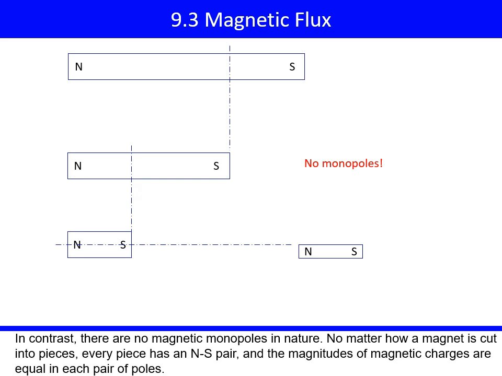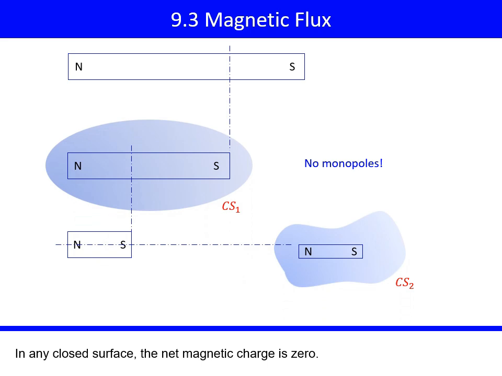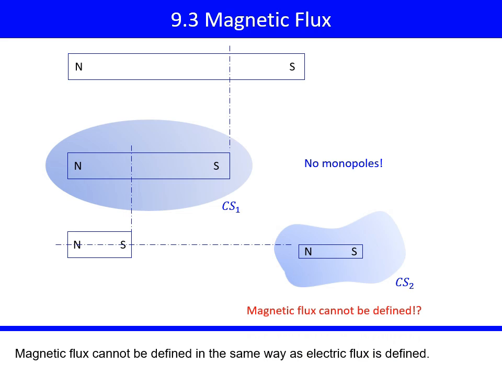No matter how a magnet is cut into pieces, every piece has an NS pair, and the magnitudes of magnetic charges are equal in each pair of poles. In any closed surface, the net magnetic charge is zero. Magnetic flux cannot be defined in the same way as electric flux is defined.